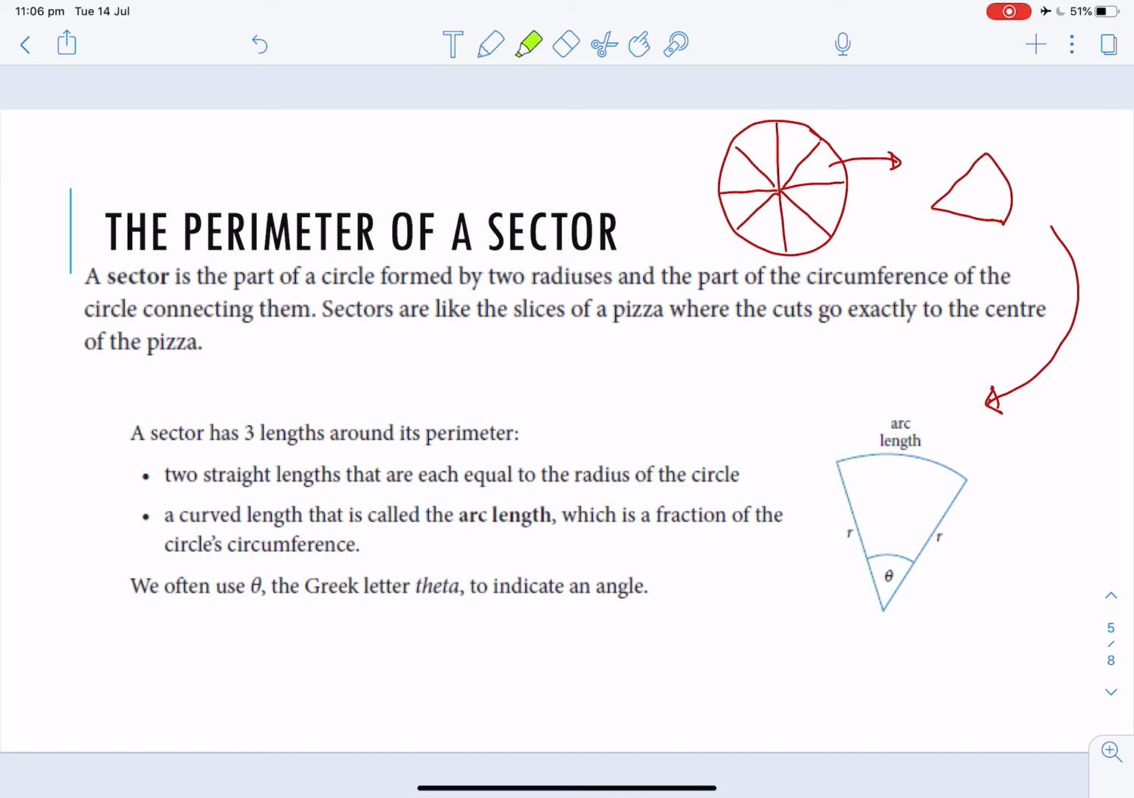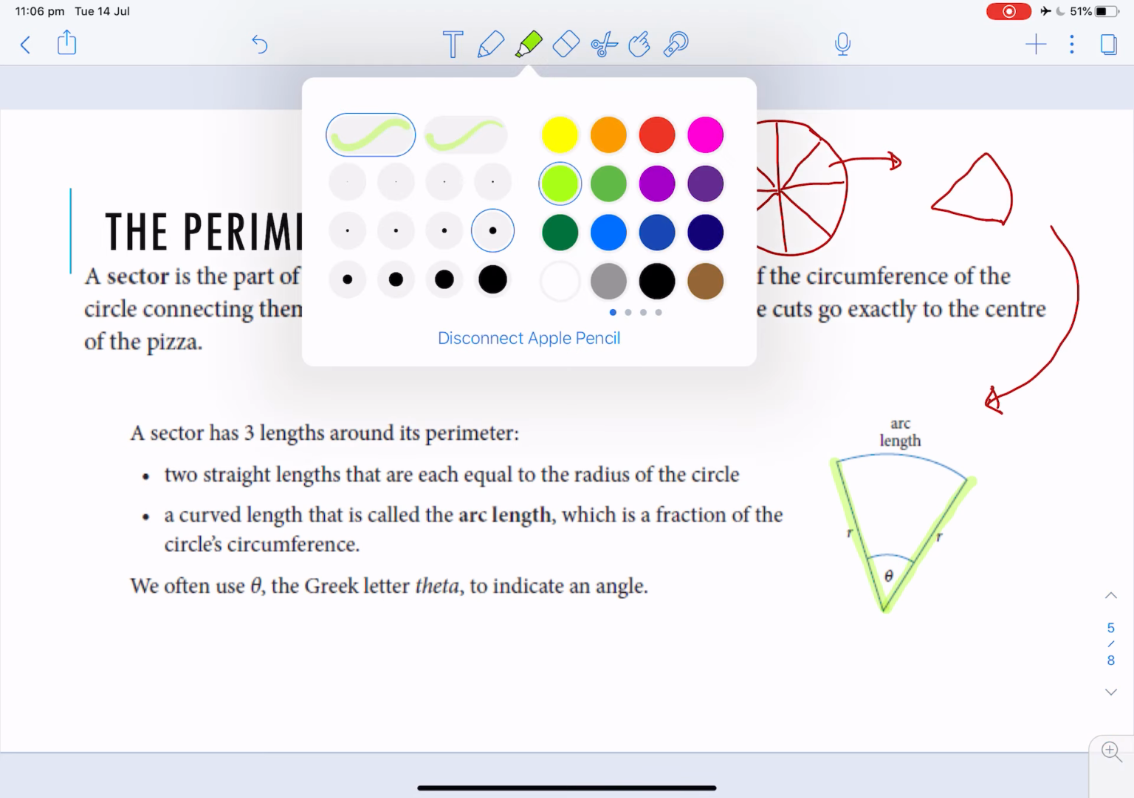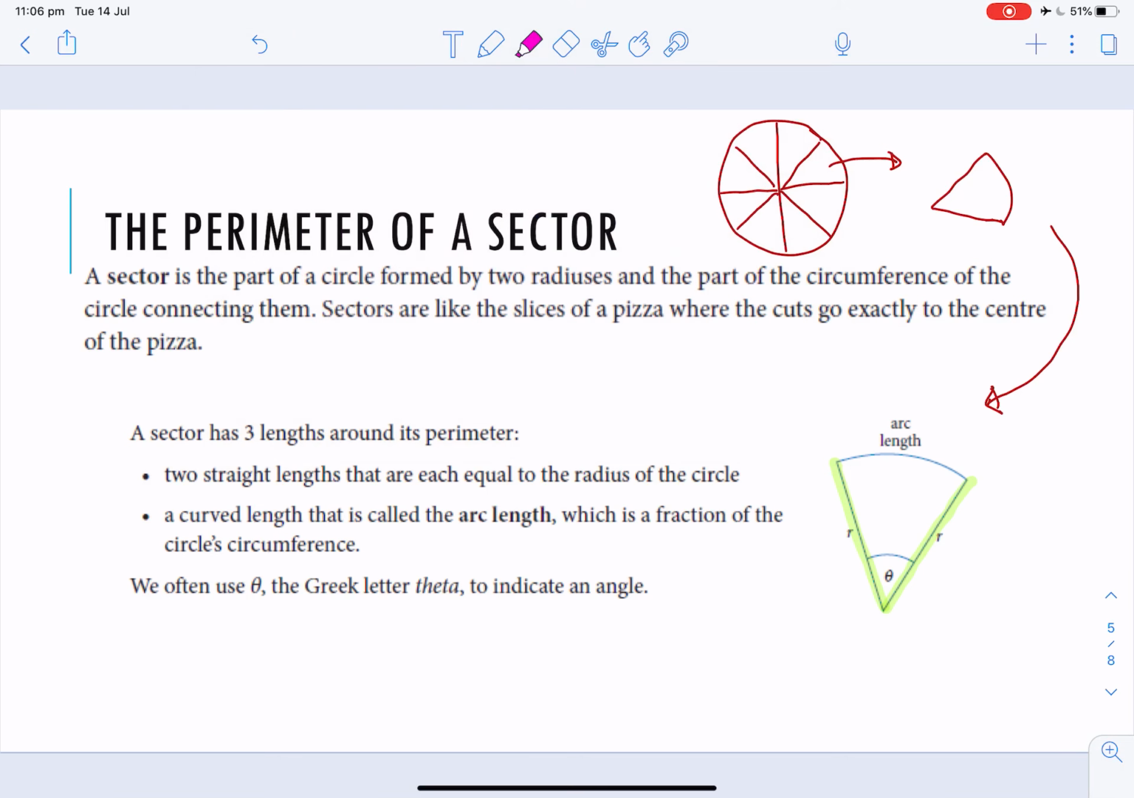A sector has 3 lengths around its perimeter, so we're still talking about those outside edges. 2 straight lengths that are equal to the radius of a circle. So we've got these guys here. And a curved length that is called the arc length, which is a fraction of the circle's circumference. There we go.